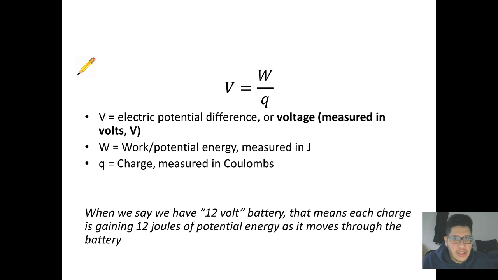Now, the last thing I wanted to contextualize for you is how this is actually applied in the real world. In the real world, we'll say something like a 12-volt battery, and that means each charge is going to gain 12 joules of potential energy as it moves through the battery. That's the idea when we say 12-volt, 20-volt, etc. It has to do a lot with how strong a push you're going to give the charge that you are moving across your battery.